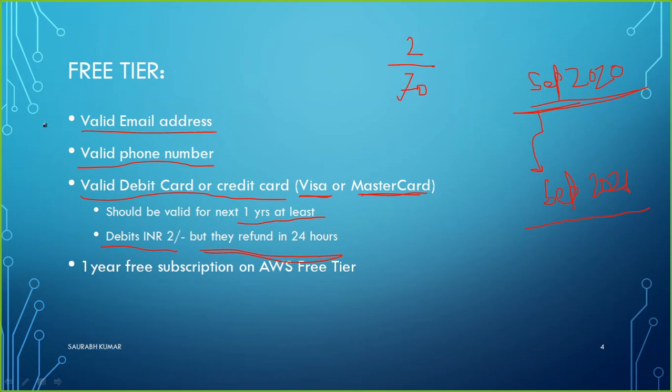They need your valid email address, they need your valid phone number, they need your valid debit card or credit card, from where they will deduct some amount which is very small, and it is going to be returned back also. Then when you create a free tier account, it is going to be valid for 1 year. So any free tier account which you sign up for is going to be there for 1 year of free subscription on AWS free tier.